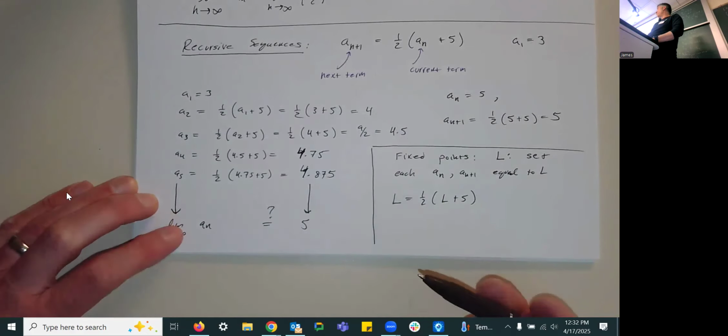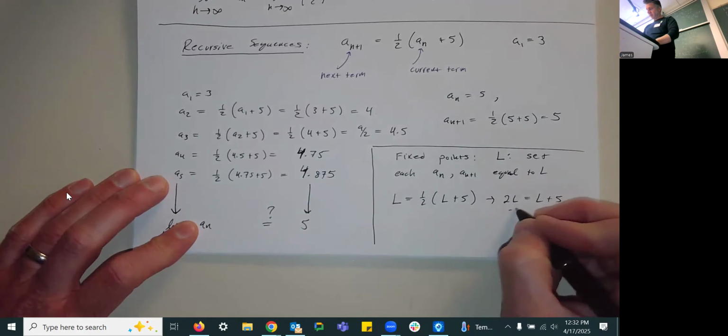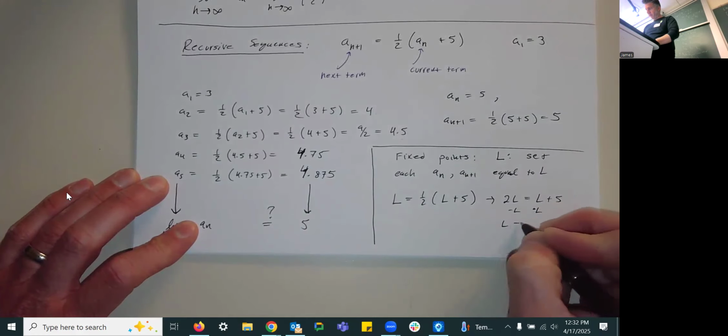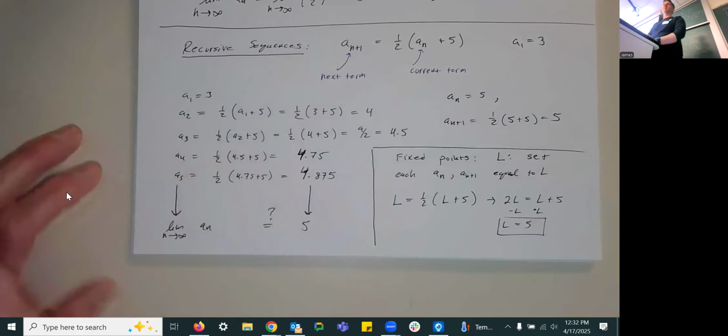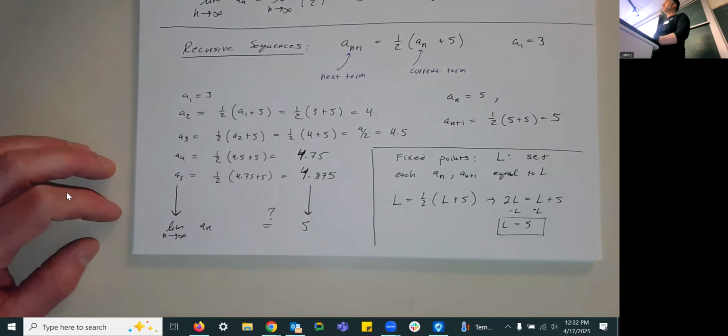So multiply both sides by 2. You get 2L equal to L plus 5. Subtract L from both sides. 2L minus L is going to be L equal to 5. Yep, there we go. It's our only candidate. So if the limit exists, this is the only potential value it could be.